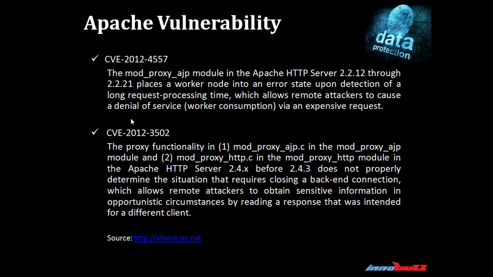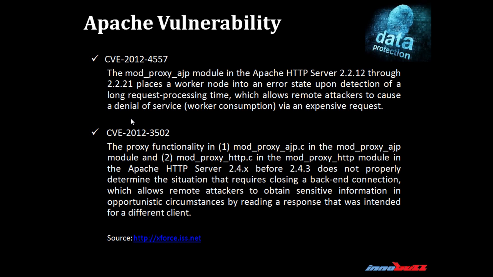Another vulnerability is CVE-2012-4557. Here, the mod_proxy_ajp module in Apache HTTP Server 2.2.12 through 2.2.21 places a worker node into an error state upon detection of a long request-processing time, which allows remote attackers to cause a denial of service or worker consumption via an expensive request.